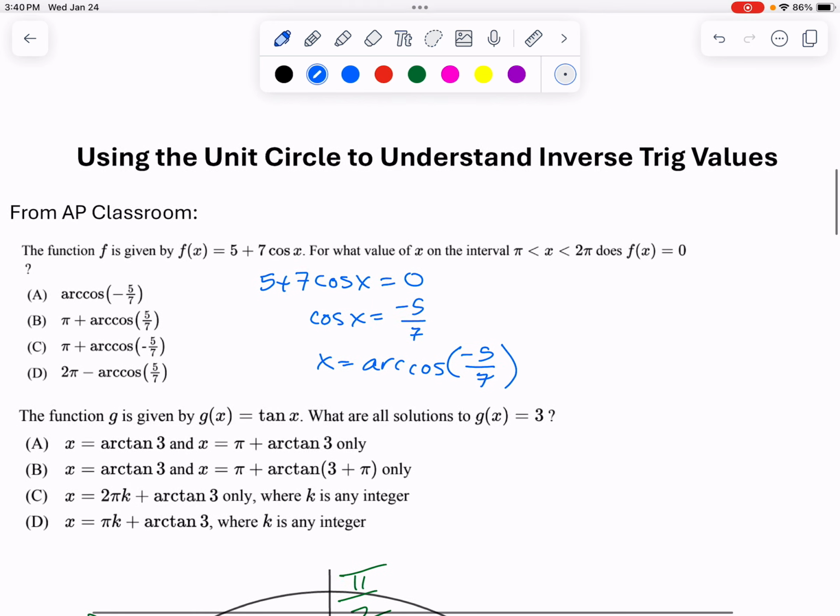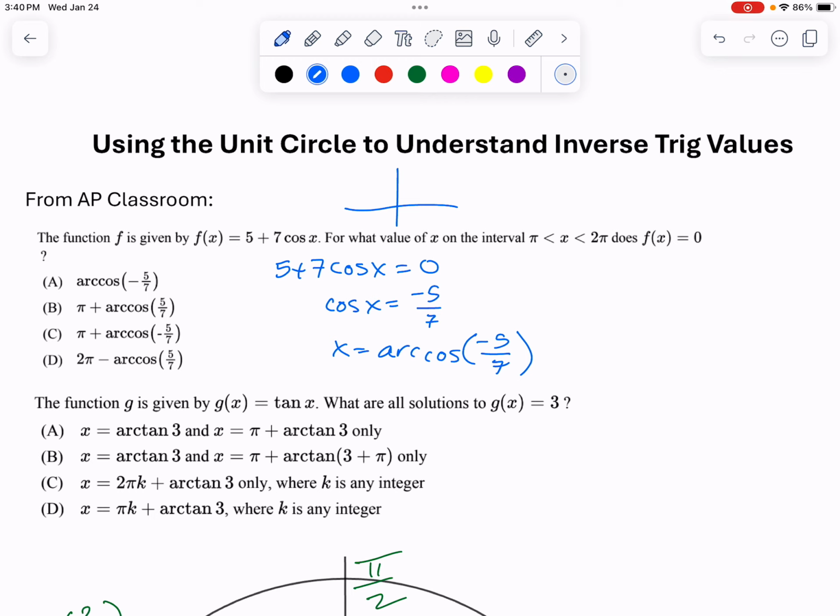But arc cosine of negative 5/7 has to live in quadrant 2. That's this angle. But they're saying, no, we want to go from pi to 2 pi. We want to be somewhere over here. So we need this angle instead. Let's see. Arc cosine of, this one's not good because it's the wrong quadrant. This one, pi plus that, means that we're going to end up over here, which is not what we want either. So that's no good. So we're going to get rid of that one.